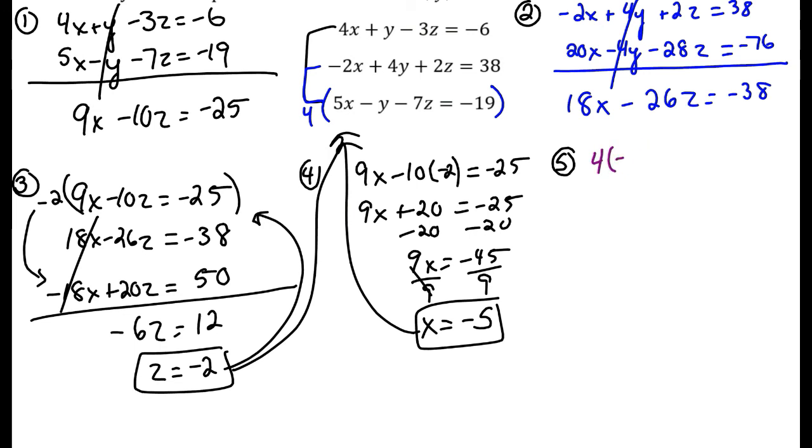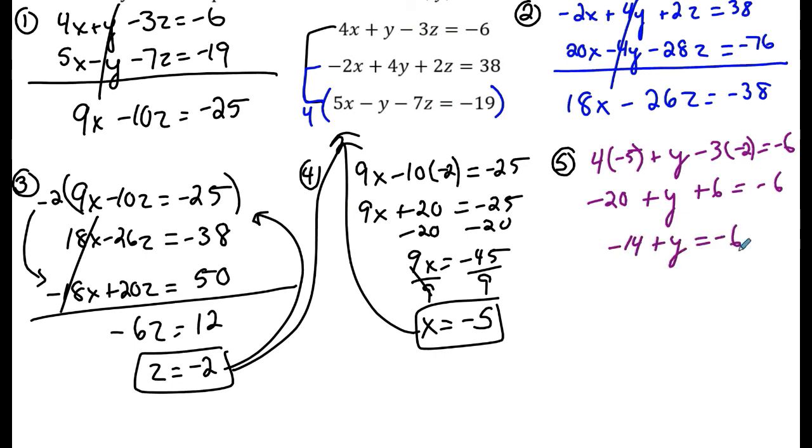4 times x is negative 5, plus y, we don't know what that is, minus 3z. Careful with all these negatives here. Negative 20 plus y plus 6 equals negative 6. Well, negative 14 plus y needs to give me negative 6. Add 14 over and get y equals 8.